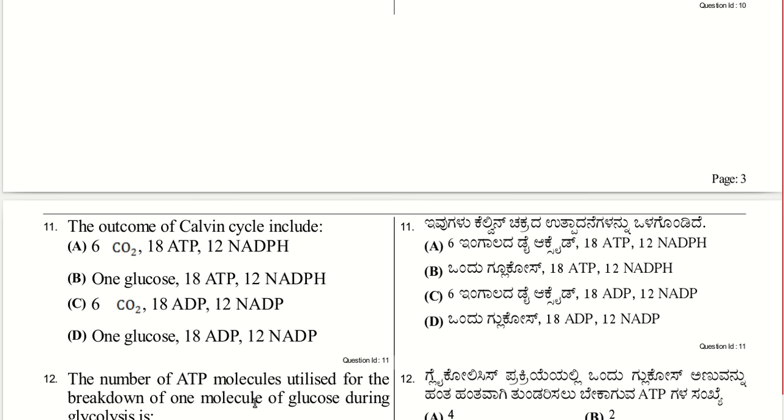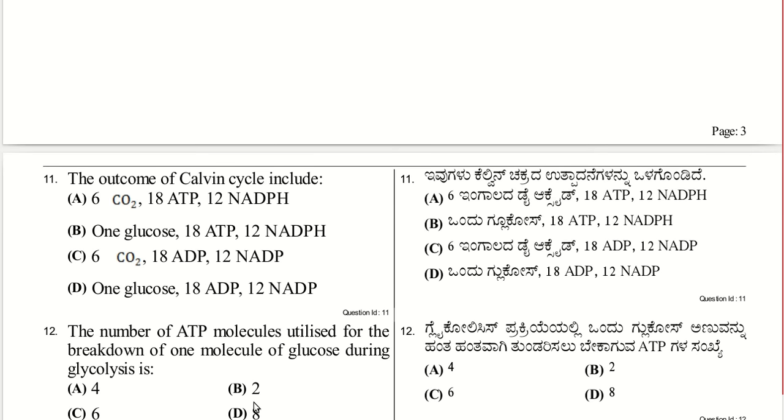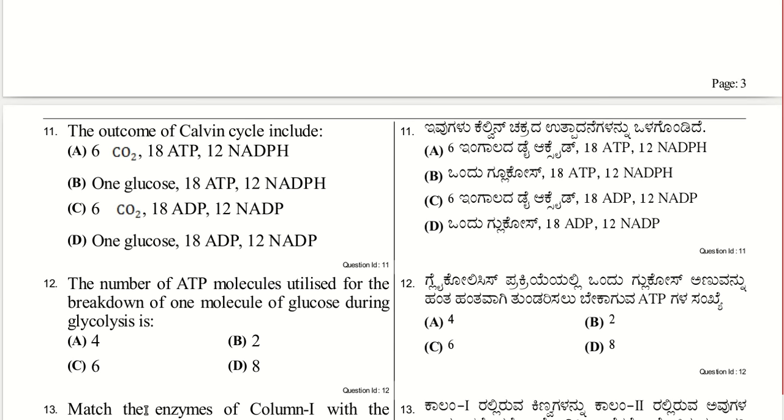The number of ATP molecules utilized for the breakdown of 1 molecule of glucose during glycolysis is 2. Totally it is 4, but 2 ATP molecules are utilized for the breakdown of 1 molecule of glucose during glycolysis, or the Embden-Meyerhof-Parnas pathway.